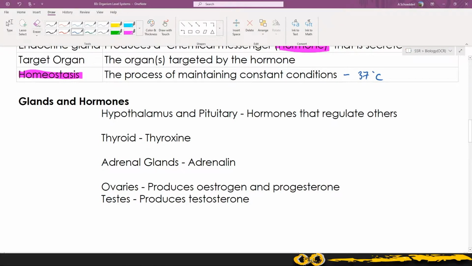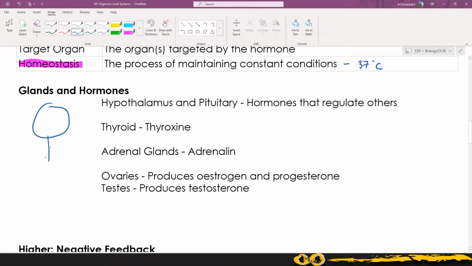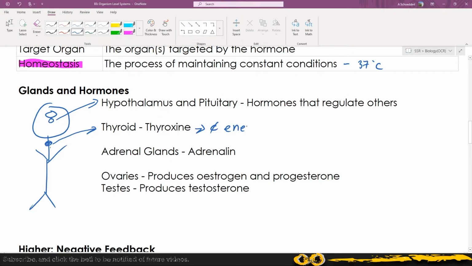If we look at the human body, we are going to have glands that are located in a number of different places. In the head, we are going to have the hypothalamus and pituitary glands, and these are involved in regulating the responses of the other glands. In the neck, you are going to have the thyroid gland, which is going to secrete thyroxine, which is involved in cell energy levels and body energy levels.